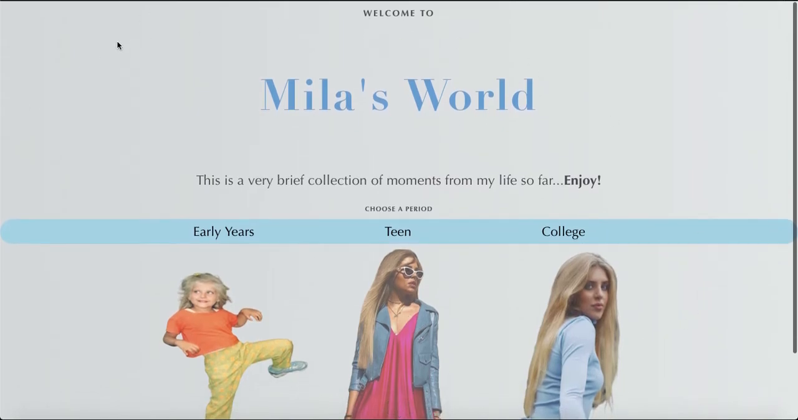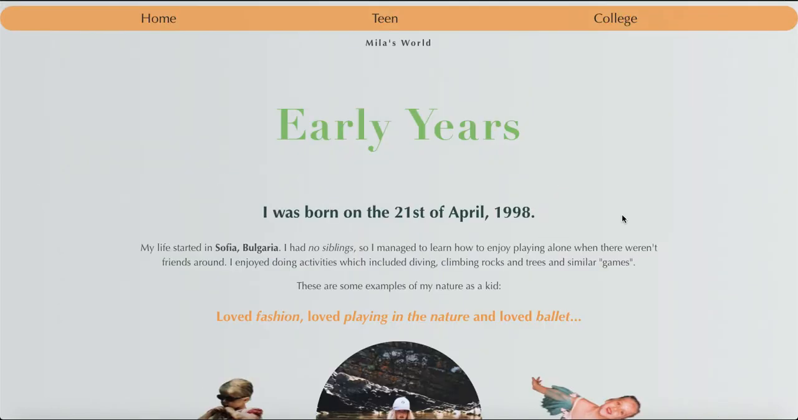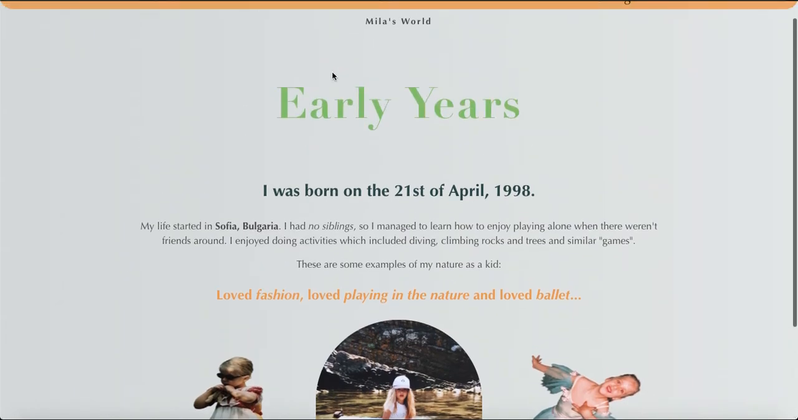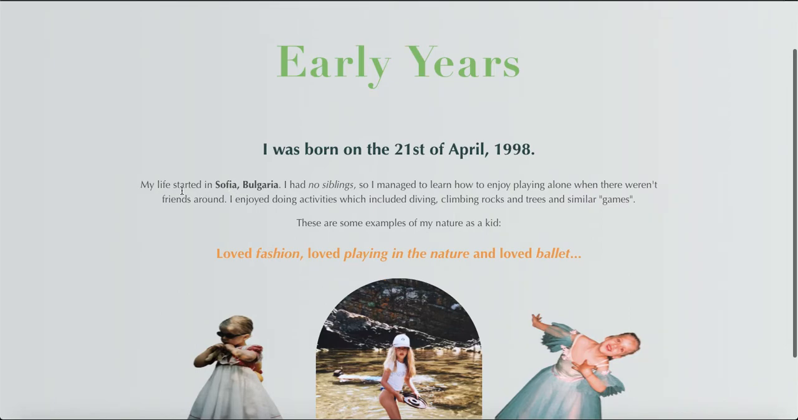This is the home page, very brief collection of moments from my life so far. We have a table with one row, three columns, and if we choose early years, we're taken to my early years, where I mentioned when I was born. In this project, I have just played mostly with the fonts and the design, how I want everything to fit aesthetically. So this is a paragraph where I describe where I was born, how I had no siblings, so I managed to learn how to play on my own and enjoy myself.